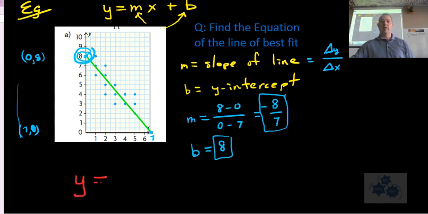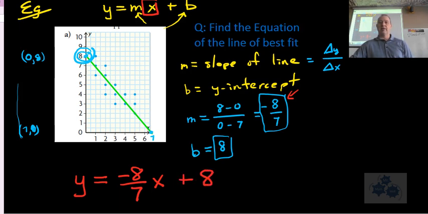y equals the slope that we calculated, negative 8 over 7, and of course you need to put this multiplying by x. So negative 8 over 7x. You could do a decimal too if you really wanted to, but it's better to do a fraction. It's more accurate, more exact, but that's okay. And then this is a positive 8, so it's plus 8. And that's the equation for this line of best fit.